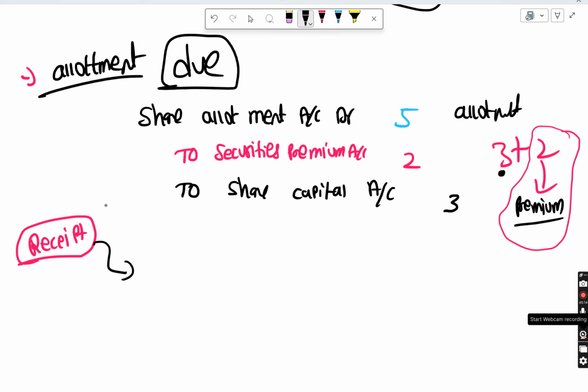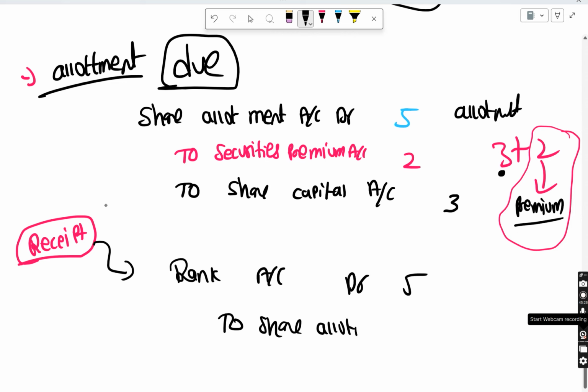Next, what will be the receipt entry? Bank to share allotment. How much money? 5. Bank account debit 5 to share allotment account. Yes.